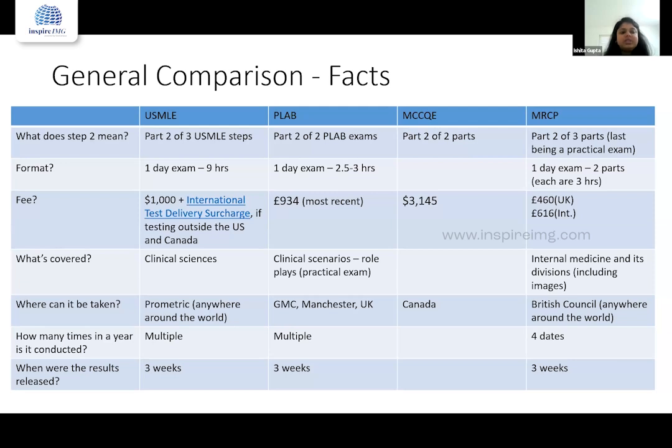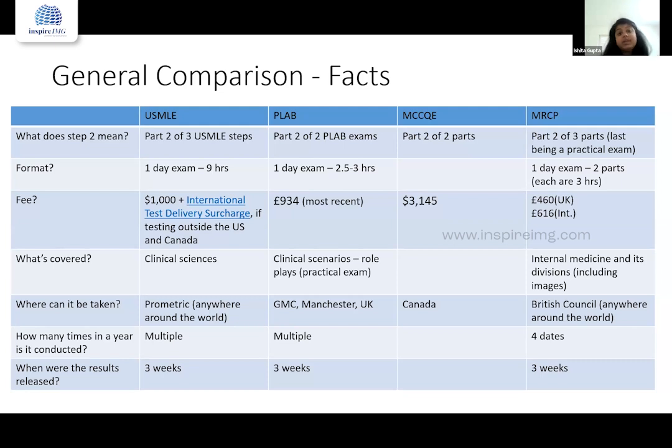So how many times is it conducted? All these exams, I reckon, are conducted multiple times. It's not just one exam per year. The USMLE is multiple. You just go to Prometric, check the country, the city or your center that's closest to you, or where you'd like to sit the exam. And they would also show you some dates that are available. So they do have multiple dates in a month.